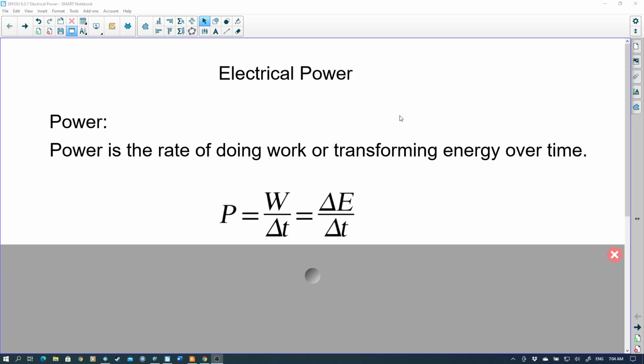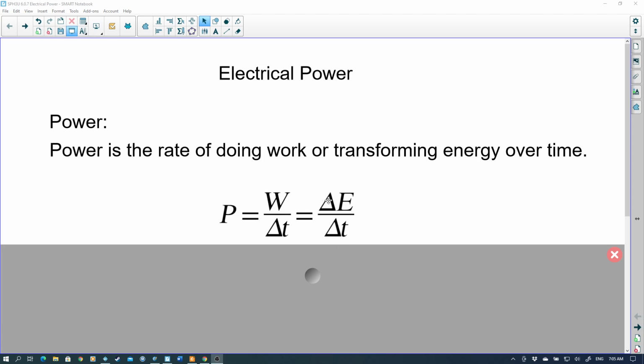Hello folks. This lesson is going to talk about electrical power and lead on to a scenario where we're actually going to be able to calculate the cost of electrical power. So what is power? Power is the rate of doing work or transforming energy over time. You can see the formula here. Power is equal to work over delta T, or delta E over delta T.